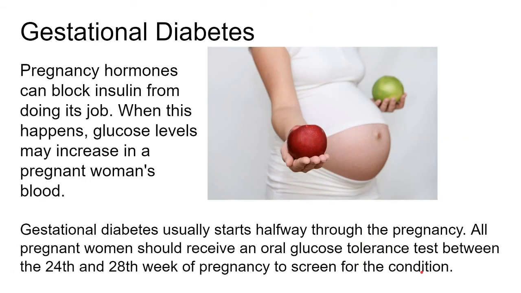Gestational diabetes. Gestational is referring to when somebody's pregnant. Pregnancy hormones can block insulin from doing what it's supposed to, and when this happens, you can end up with high glucose levels that may increase during a woman's pregnancy. Gestational diabetes usually starts about halfway through the pregnancy. All pregnant women should receive an oral glucose tolerance test between their 24th and 28th week of pregnancy to screen for the condition, and once the baby is born, the condition typically resolves itself.